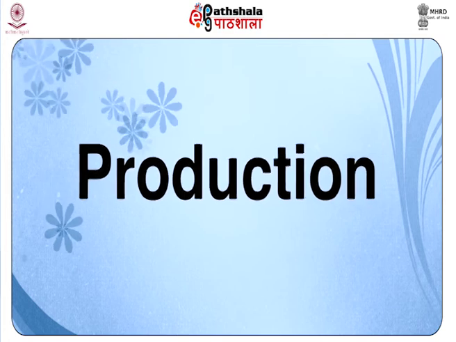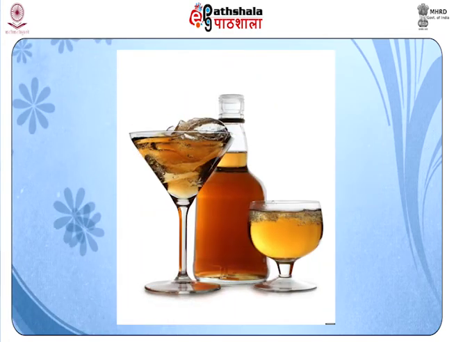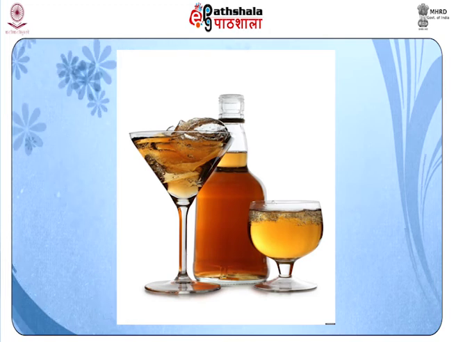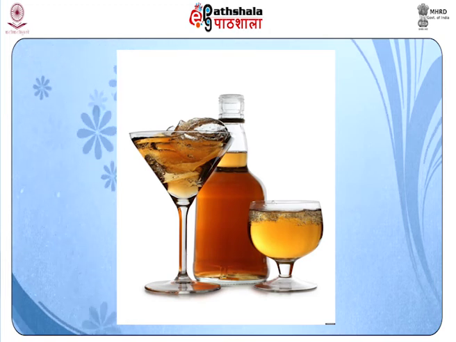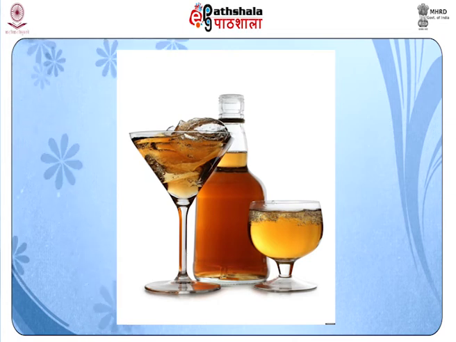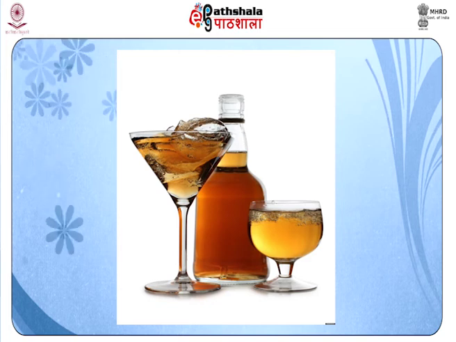Next, we move on to production. The production method for rum is not defined. Instead, its making is grounded on traditional styles that differ between locations and distillers. Most of them are manufactured from molasses.